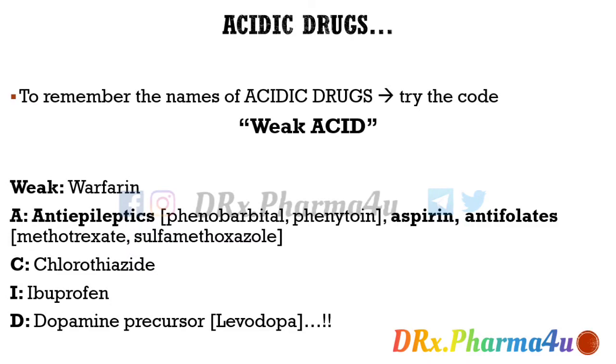Then we have antifolates, methotrexate and sulfamethoxazole. Actually, sulfamethoxazole in combination with trimethoprim is known as cotrimoxazole. It is used in a lot of conditions, especially in a patient with HIV if the patient is suffering from pneumonia. If a patient is suffering from HIV and he or she gets pneumonia, it is not due to some normal organism. It is due to a special kind of organism known as Pneumocystis jirovecii. In that condition, usually the drug of choice is cotrimoxazole.